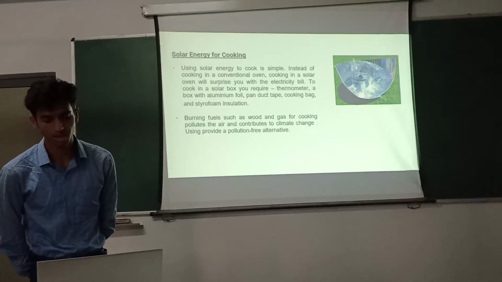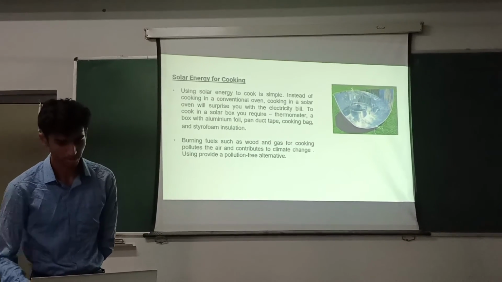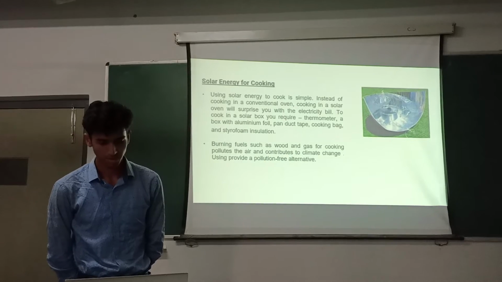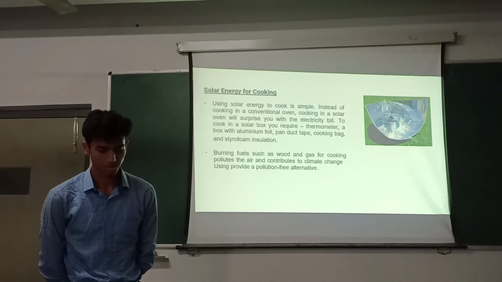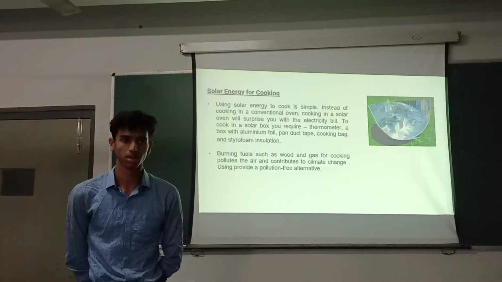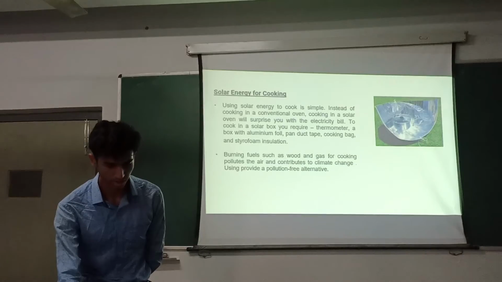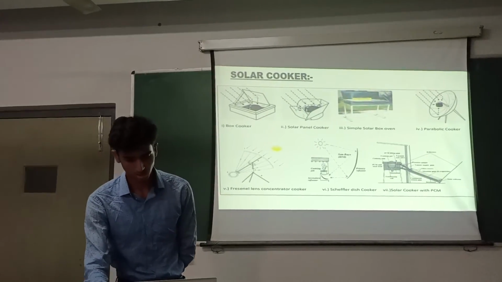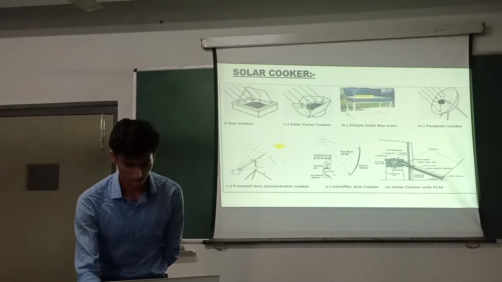Instead of cooking in a conventional oven, cooking in a solar oven will surprise you with the electricity bill. To cook in a solar box, you need a thermometer, a box with aluminum foil, conduct tape, a cooking bag, and styrofoam insulation. Burning fuels such as wood and gas for cooking pollutes the area, and pollution will be reduced by using solar energy in cooking. Some types of solar cookers are box cooker, solar panel cooker, simple solar box oven, parabolic cooker, etc.